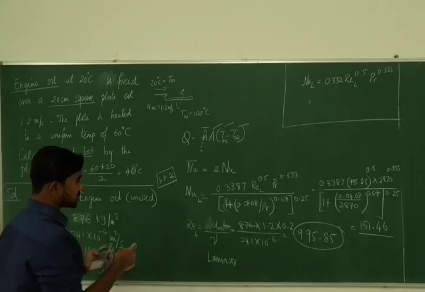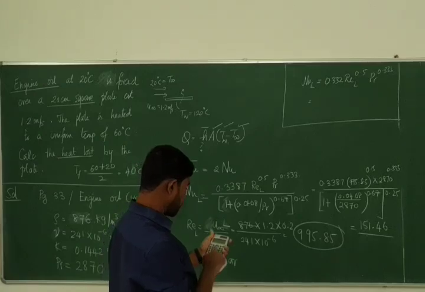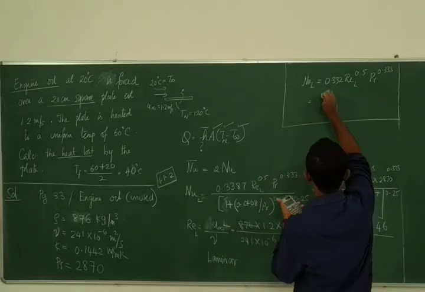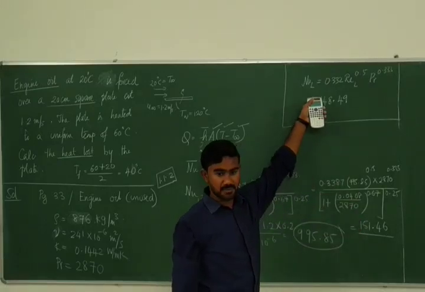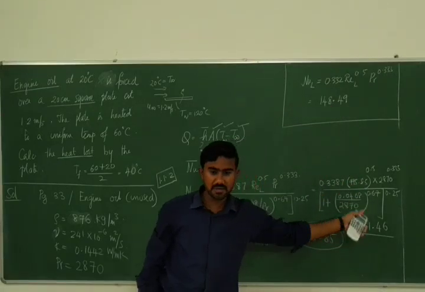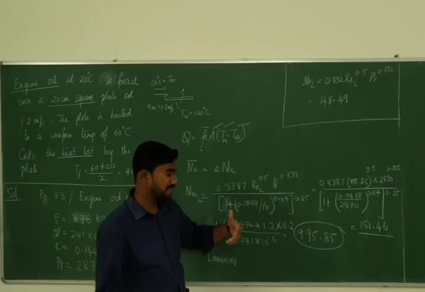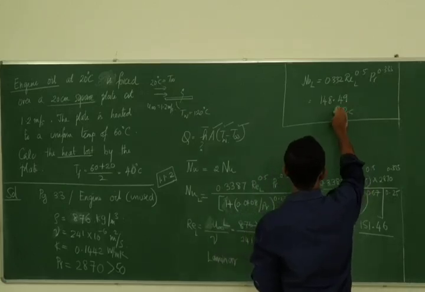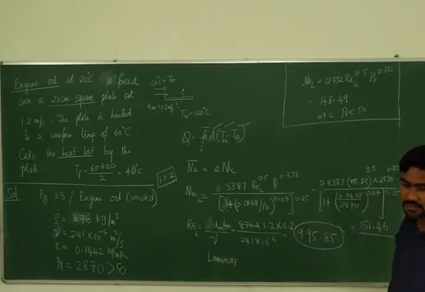Let's substitute that: 0.332 into 995.85 to the 0.5 into 2870 to the 0.333. This comes to 148.49. So this is exact and that is approximate. For this small difference, they will not cut a lot of marks, but it's better to use the correct correlation. Mention why you are using this correlation, because Prandtl number is very large, it's greater than 50. This correlation is for Prandtl number between 0.7 and 50, and if you state this, you get the full mark.